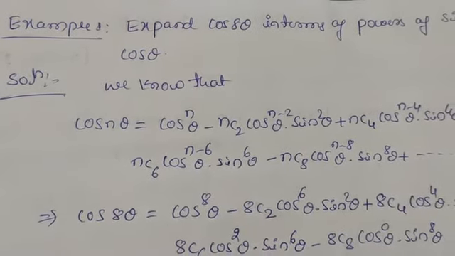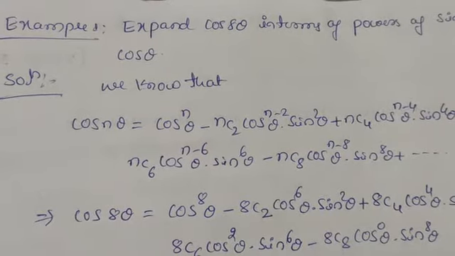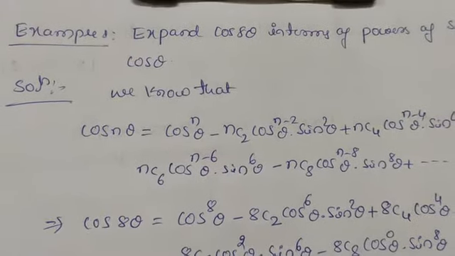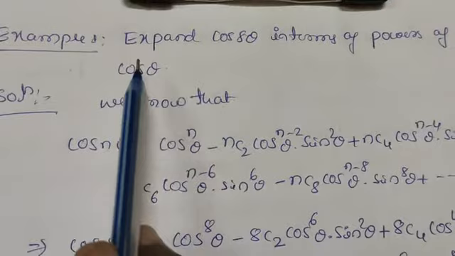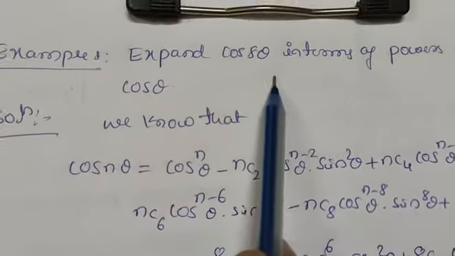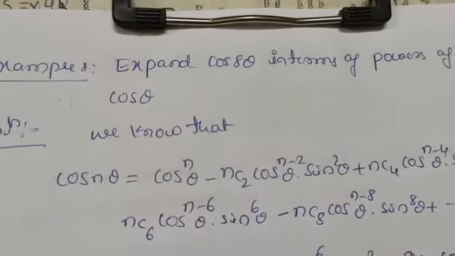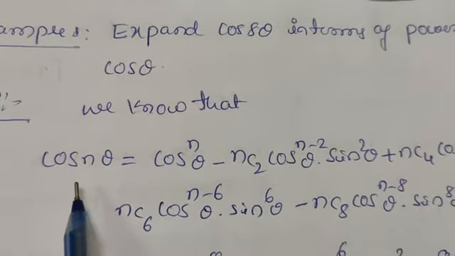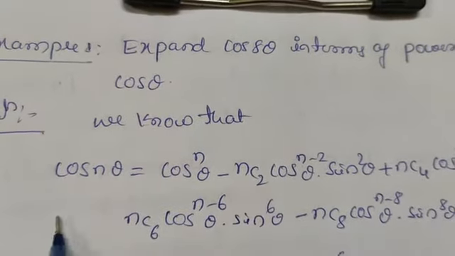In the last class we studied about the expansion of sin n theta and cos n theta as well as De Moivre's theorem. Today let us take some examples on that. First let us take one example, that is expand cos 8 theta in terms of powers of sin theta and cos theta. So in the last class we studied about the expansion of cos n theta. It is just like cos 8 theta is like cos n theta.